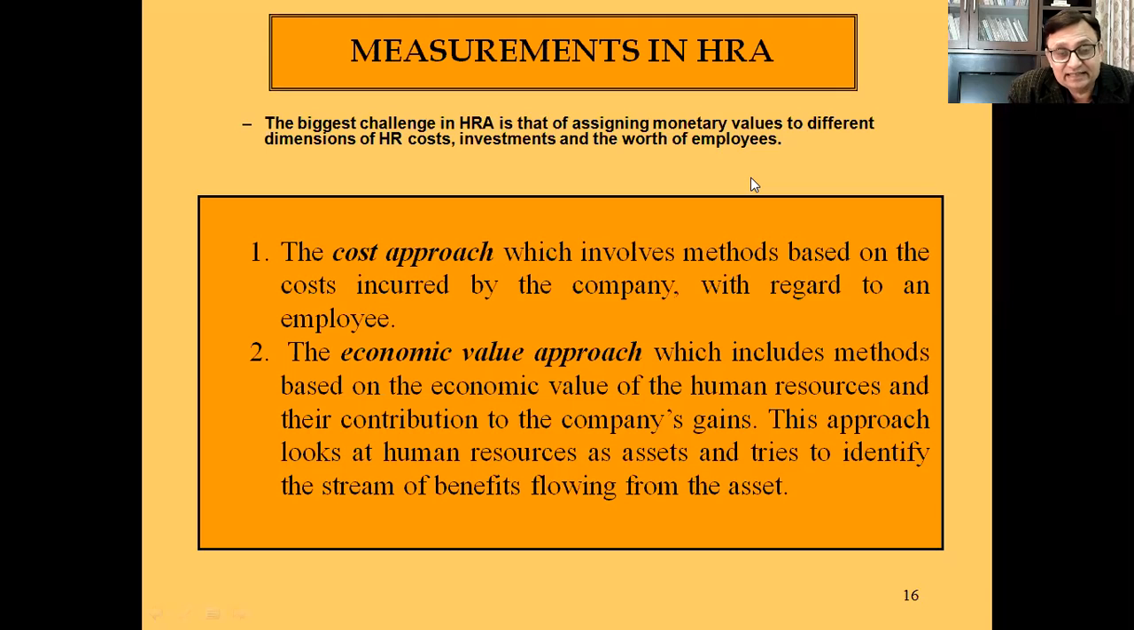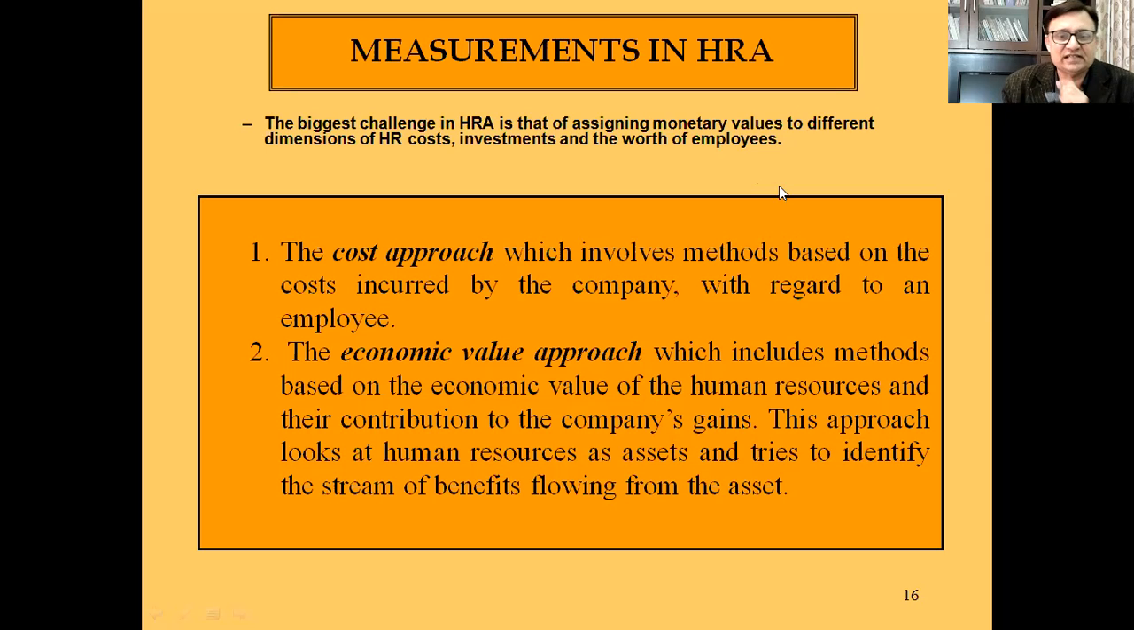This is one approach. The second approach we will discuss is the economic value approach, which includes various methods based on the economic value of the human resources and their contribution to the company's gains. This approach looks at human resources as an asset and tries to identify the stream of benefits flowing from the asset in the future. So we will find out the present value of a stream of various benefits which are going to come in the future, and the accumulated present value, so that we can find out the value of the human resource.